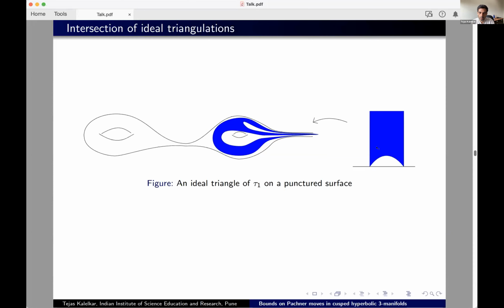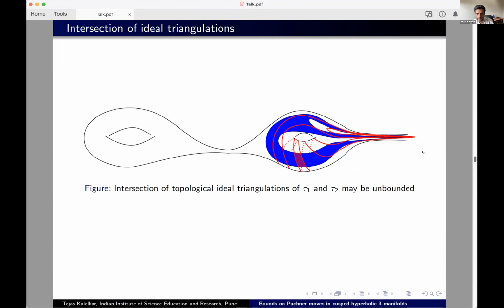And let's say this blue triangle is part of tau1. And then we have a red triangle, which is part of tau2, whose vertices are also at the same cusp. Now it's possible that the red triangle might wind around the blue triangle any number of times. So in particular over here, it's just winding around once, but it might wind around k times, right? And if I do that, then I've introduced k polyhedra in the common subdivision. So even with just two triangles, it's possible to have an unbounded number of polyhedra in the common subdivision if I just look at tau1 intersection tau2.